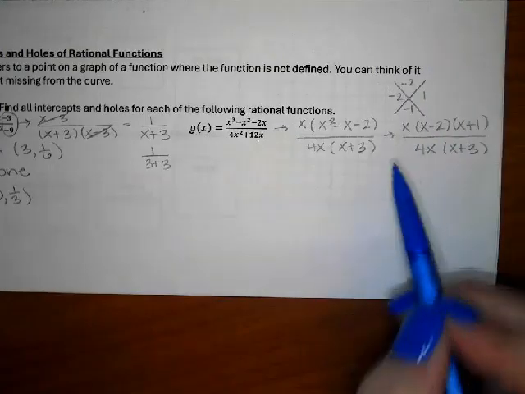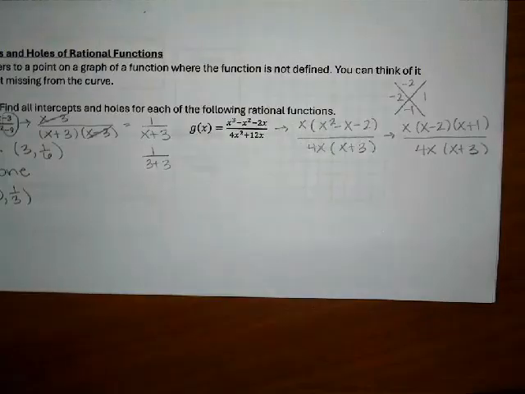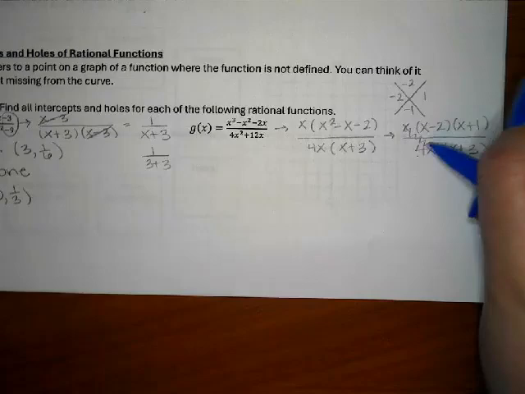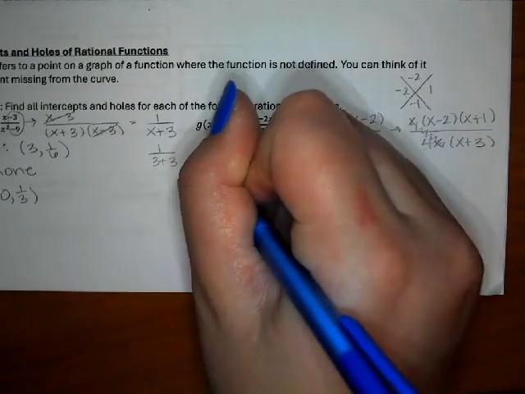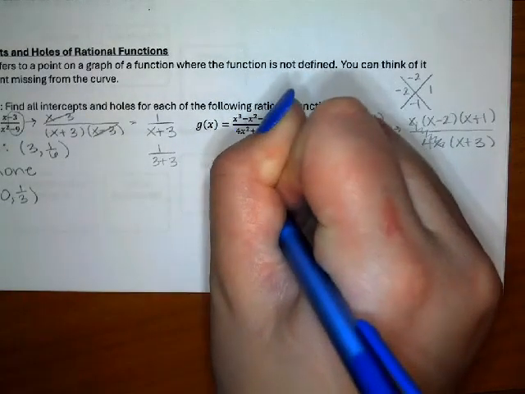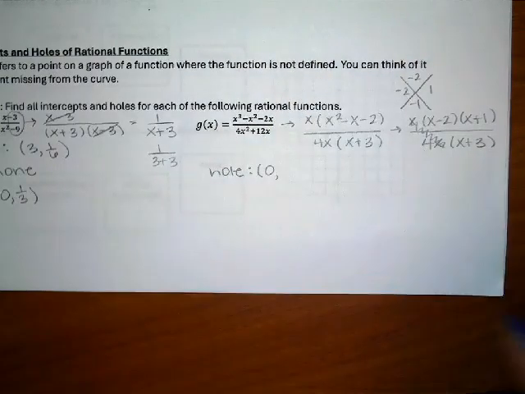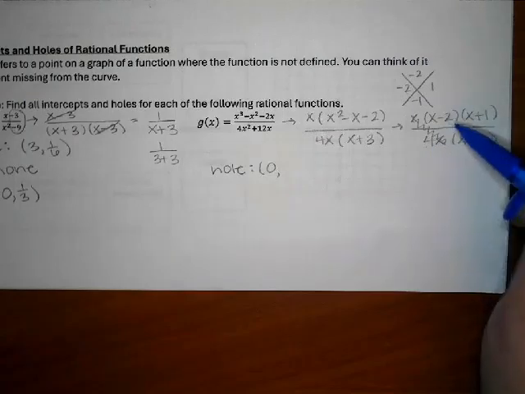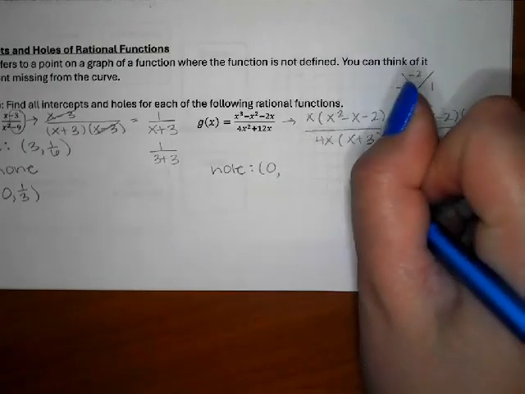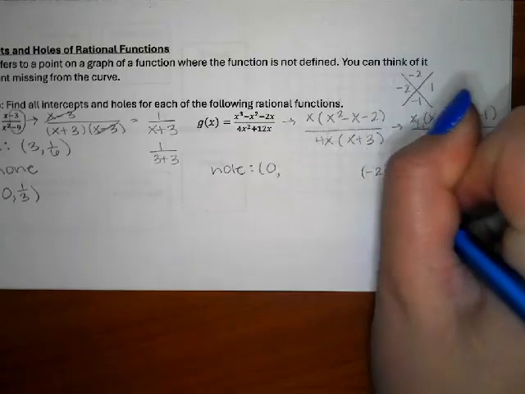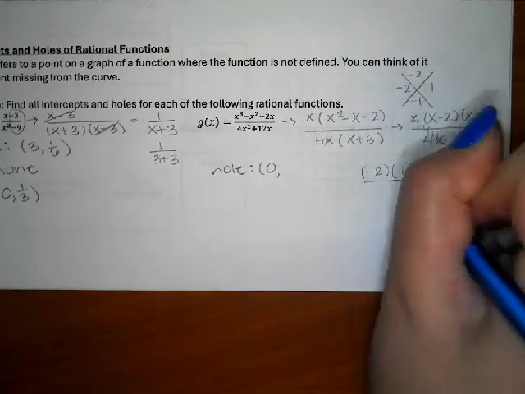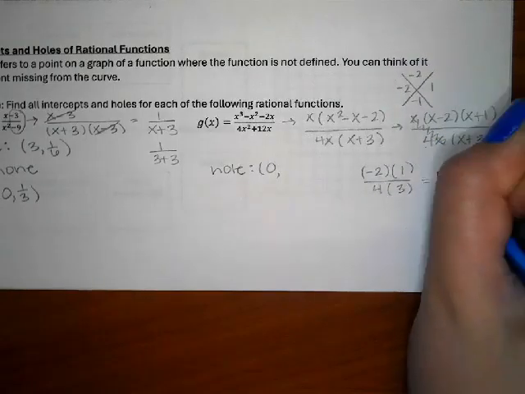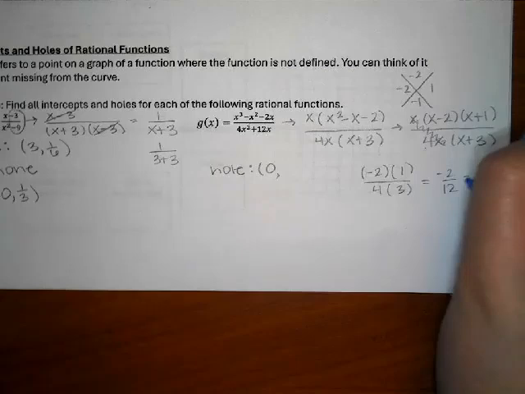Okay, so for this particular problem, the factor that cancels is the GCF of x, not the 4, just the x. So these x's cancel, which means that the hole has an x-coordinate of 0. So then to find the y-coordinate, we're just going to take the remaining equation and plug 0 in for x. So 0 minus 2 is -2, 0 plus 1 is 1, 4, 0 plus 3 is 3. So that's -2 over 12, which is -1/6.